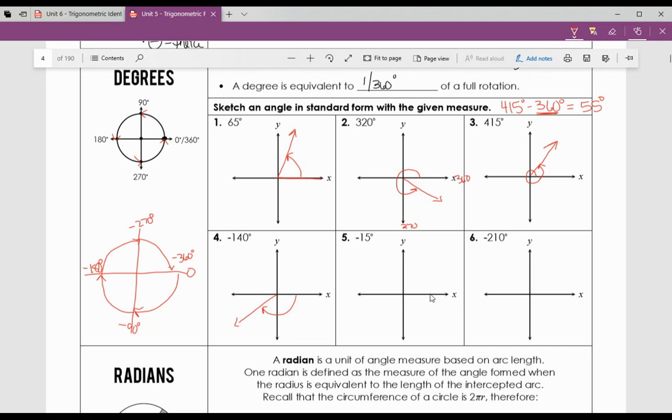Negative 15 degrees would be in quadrant 4 because it has to fall between 0 and negative 90. So that's not going to be very far away. So pretty small little angle.